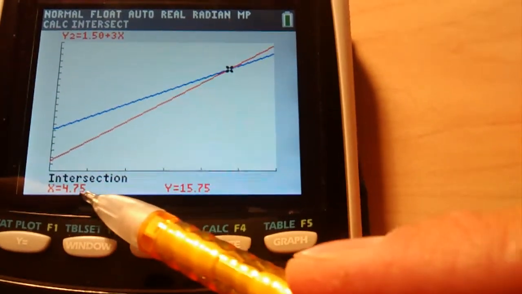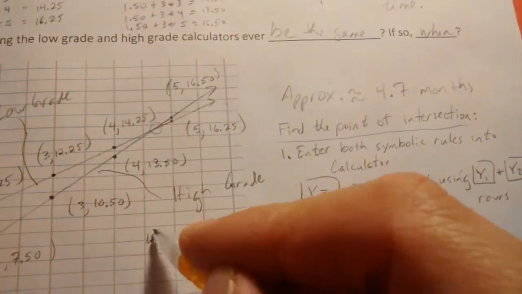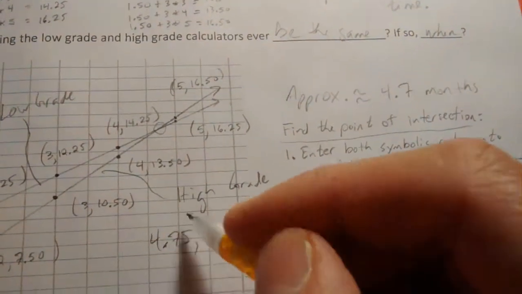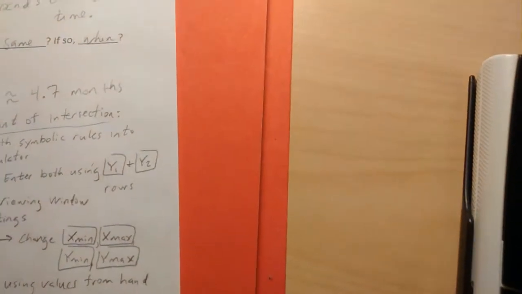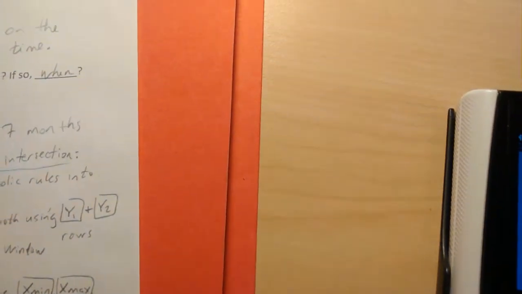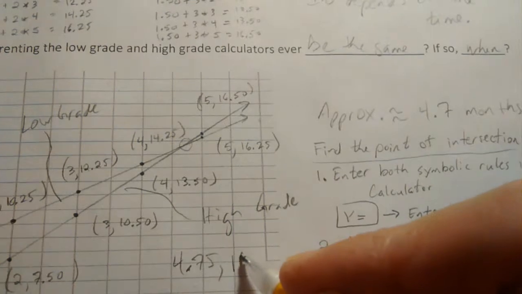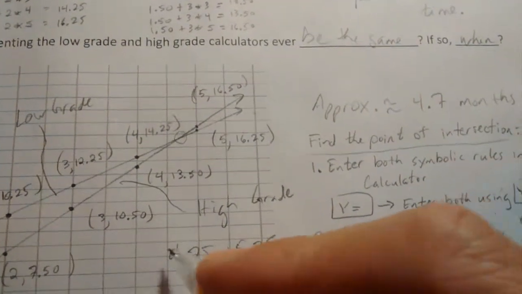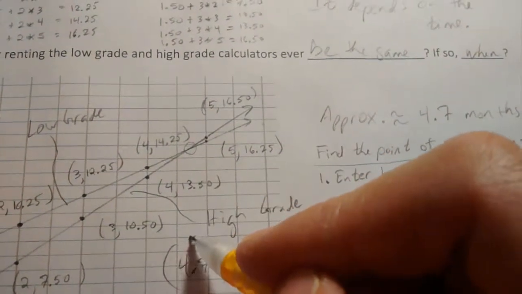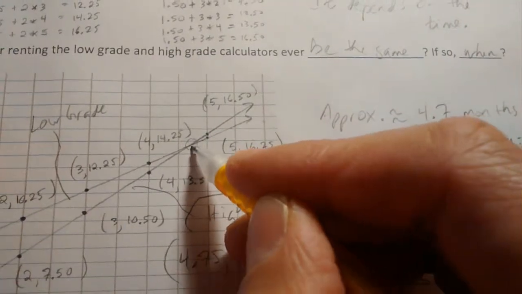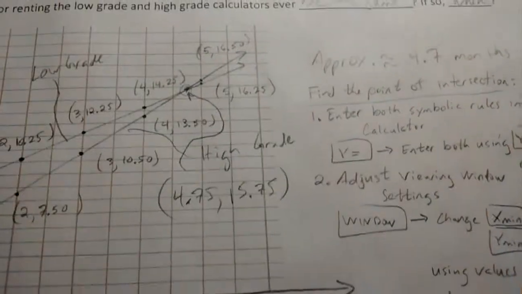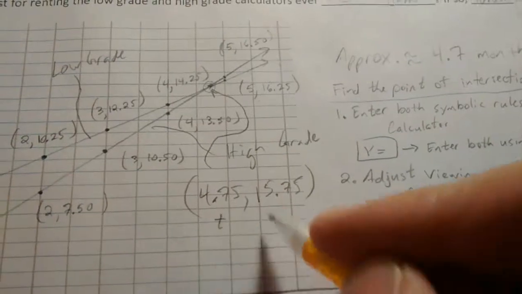The intersection point, the coordinates, are right down here. So 4.75 and 15.75. So this intersection point here is 4.75 and 15.75. So those are the coordinates of this point right there. That is the number of months, and that's actually the cost at which they're equal.